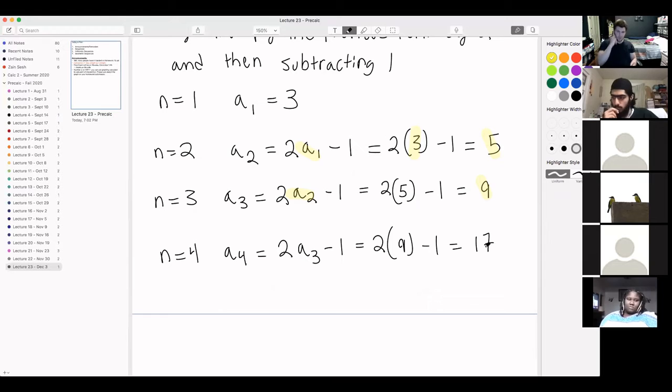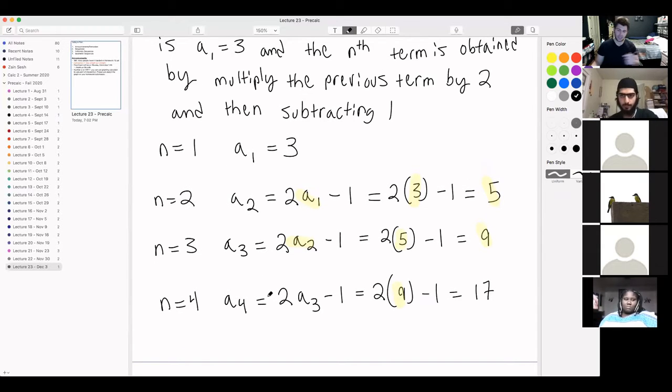All right, so any questions or confusions on how I'm obtaining these terms? You need to look at the previous term to get these terms. You use the previous term to generate the next term.